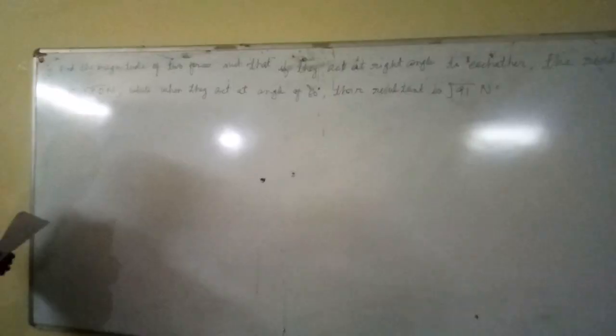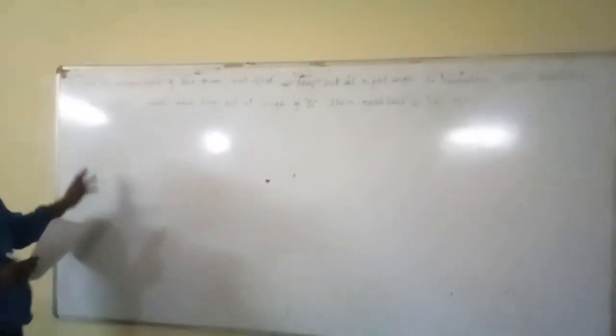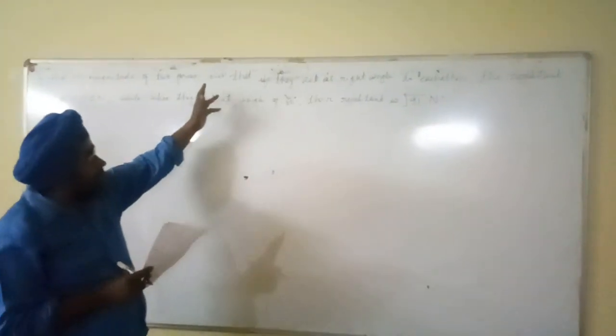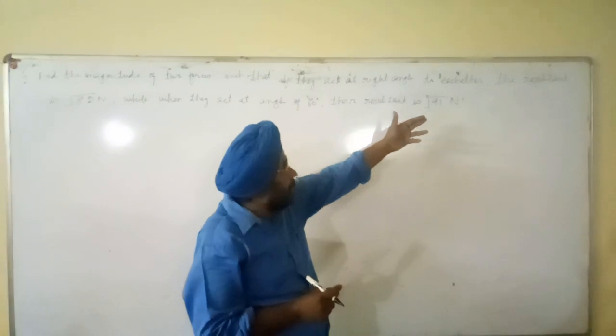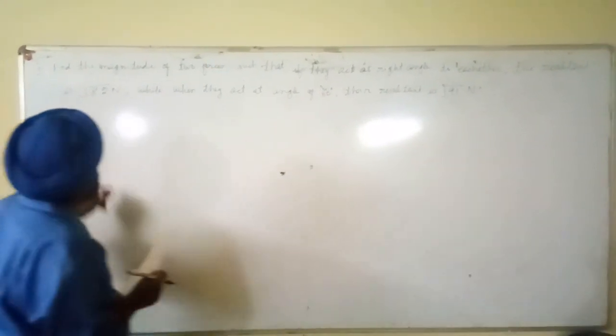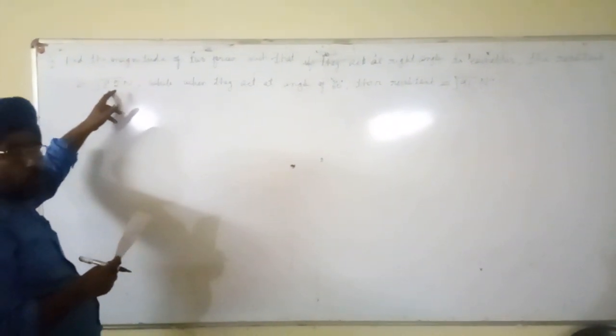So the second question is: find the magnitude of two forces such that if they act at right angle to each other, then the resultant force is under root 82 Newton.